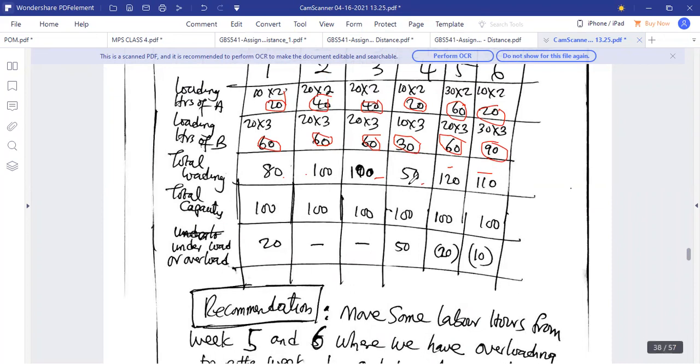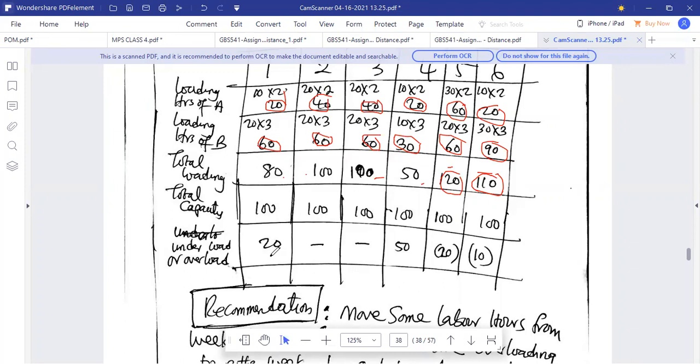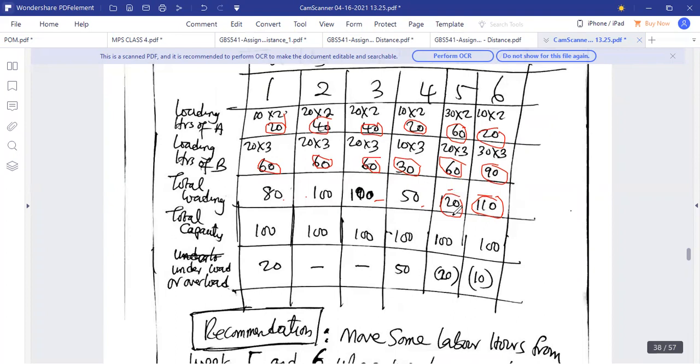Here we are underload. Here we have overloading, and then here we have overloading. Okay, so this is 120. So here we have underload of 20, here we have underload of 50, but here we have an overload of 20. If you exceed the capacity, then that's not okay. So you can strike a balance, finding where you can remove some hours to where you have spare capacity, so you can recommend what to do, okay?